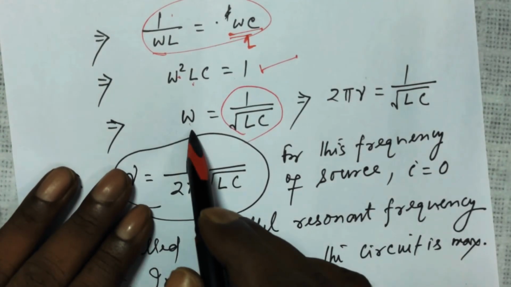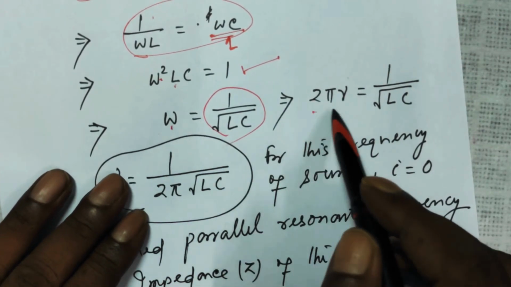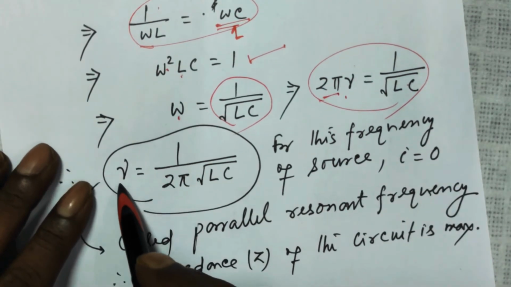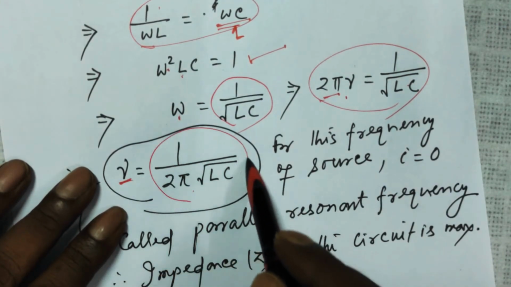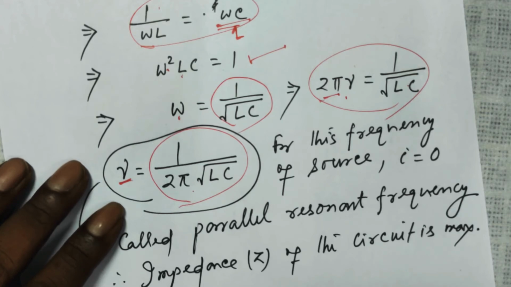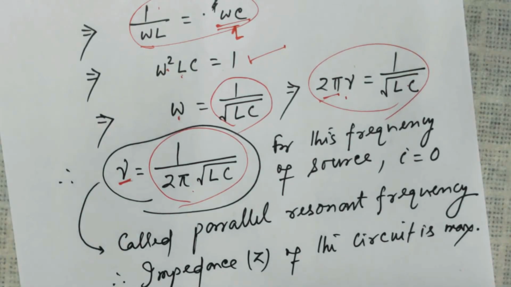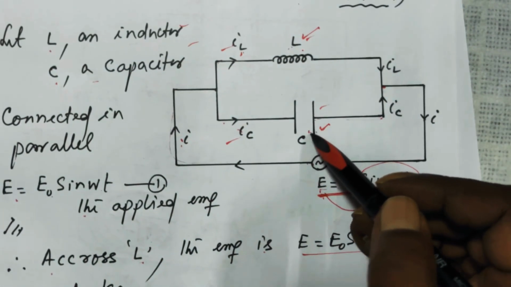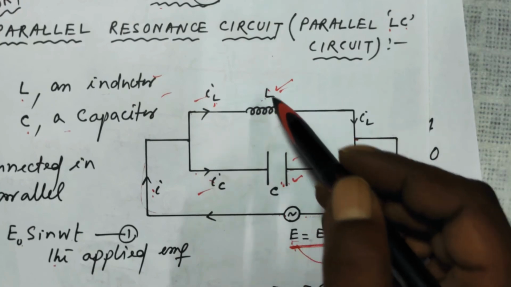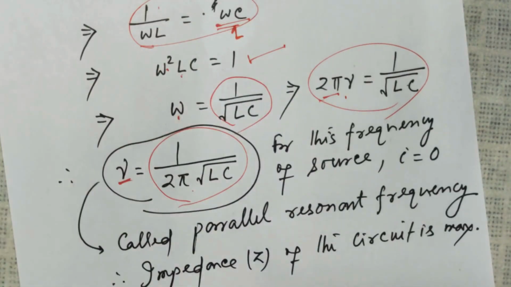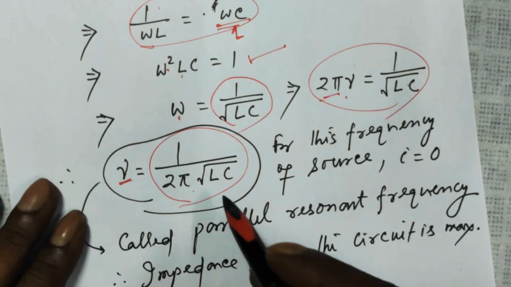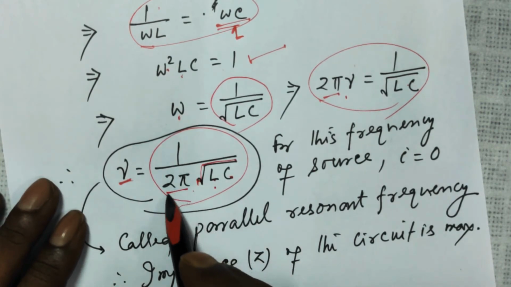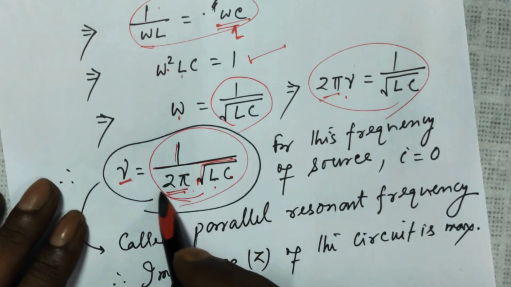Now, we know omega is 2 pi nu. So 2 pi is multiplied here, goes to the right hand side. So your frequency becomes 1 by 2 pi square root of LC. Means in the circuit, the value of L is known, value of C is known. Suppose the numerical value is given. Now you put it here and put it here. Whatever number you get, take the square root of that. Multiply with 2 pi. Then 1 divided by that thing.